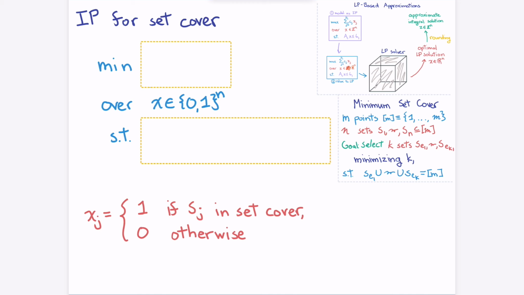So what about the objective? What about the requirements? What about the objective? I want to take the minimum number of sets, so I'll minimize the sum of x_j's. Good. What are my requirements?